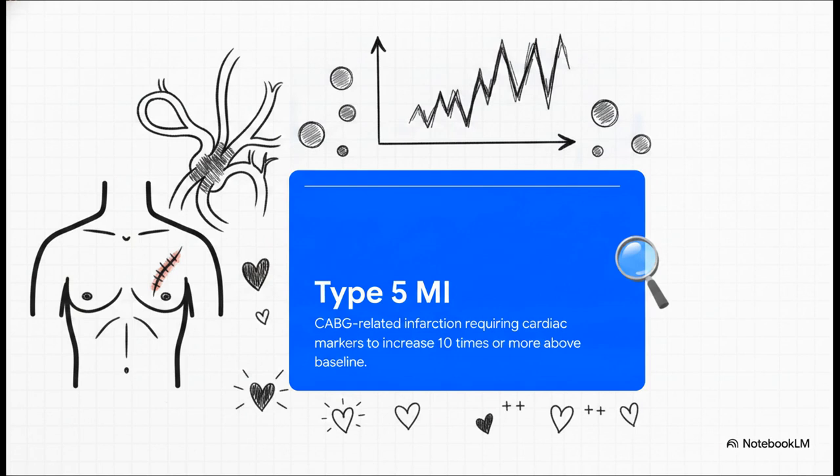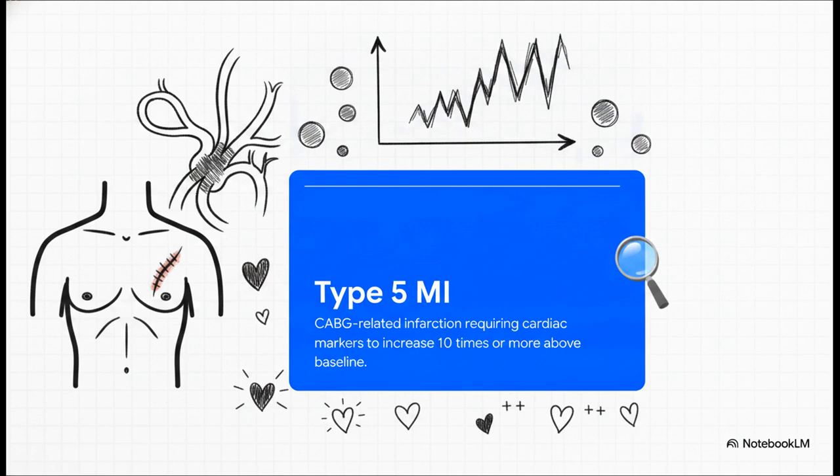Now, if a PCI needs a 5-time spike, think about a CABG. You've just performed major open heart surgery to bypass a vessel. The baseline surgical trauma to the myocardium is immense. Because of that, your threshold for diagnosing a type 5 MI doubles. You absolutely require a 10-fold increase or more in those cardiac markers compared to baseline to definitively say, yes, a new infarction has happened.